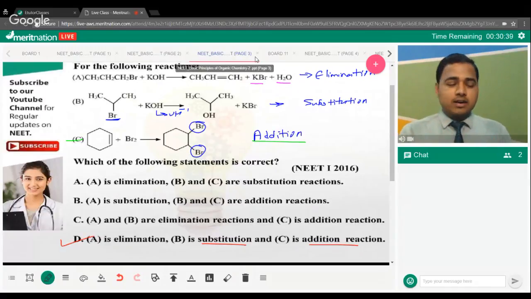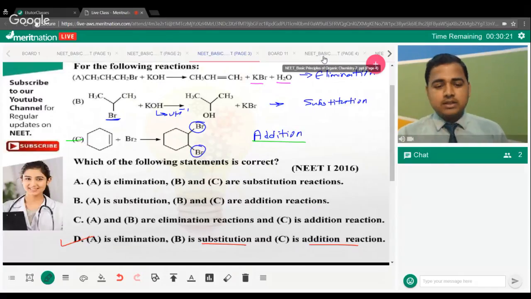You can see here, the reaction is already given. You do not even need to form the product. The product is also given there. Suppose you somehow forget the concept about the elimination reaction, but the question is already solved. You only have to identify. It's a kind of matching based question. So let's have a look.